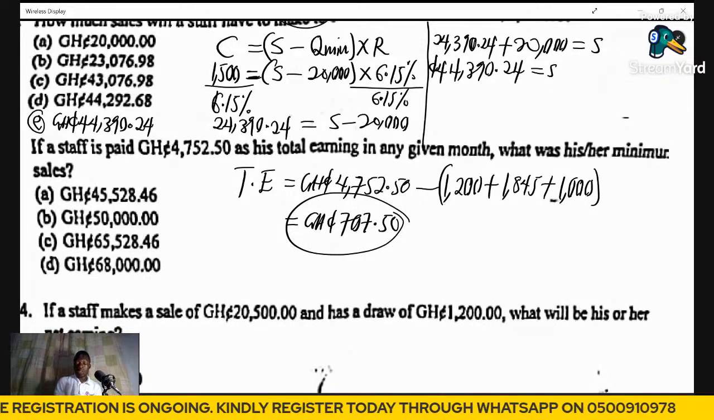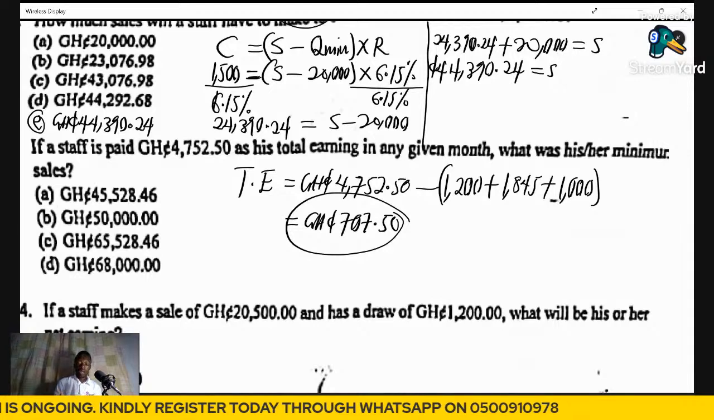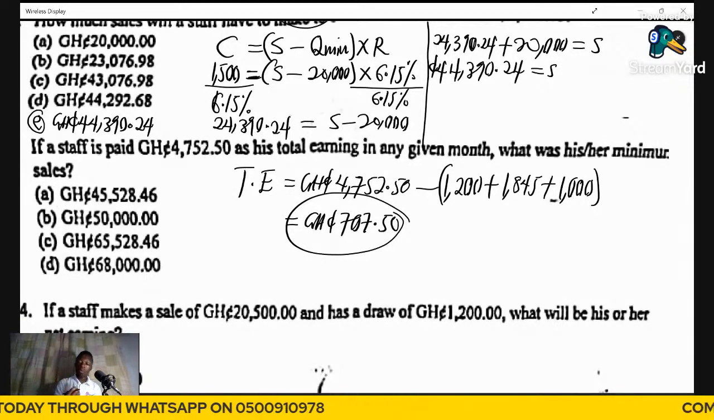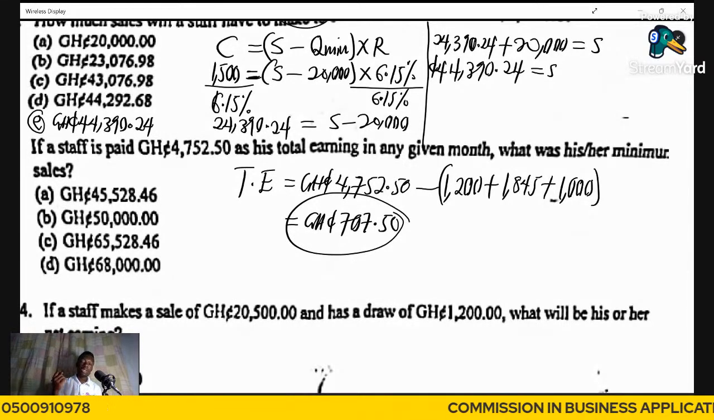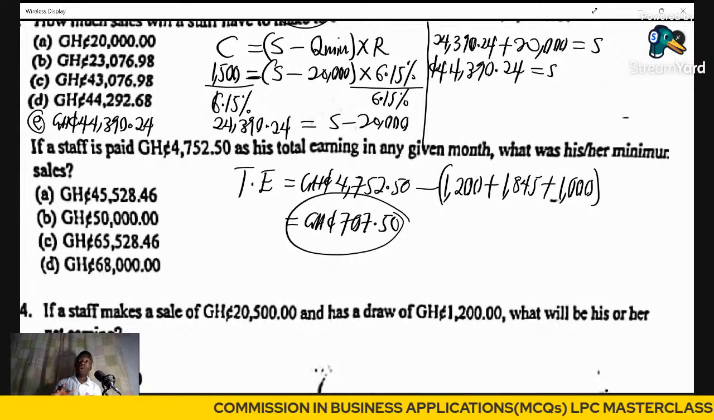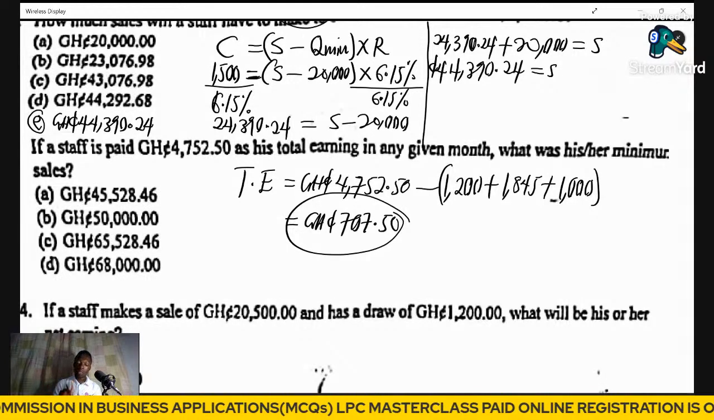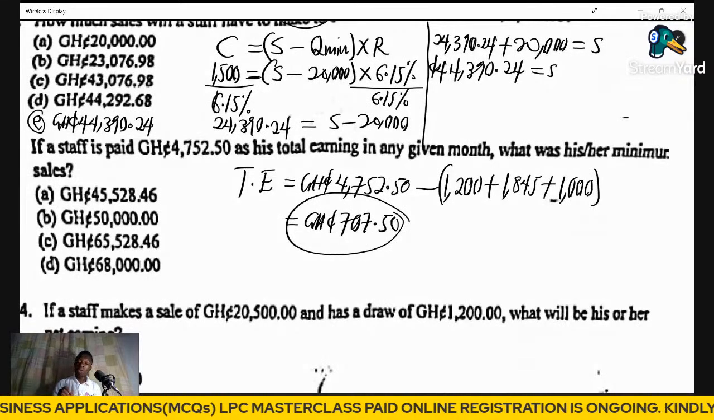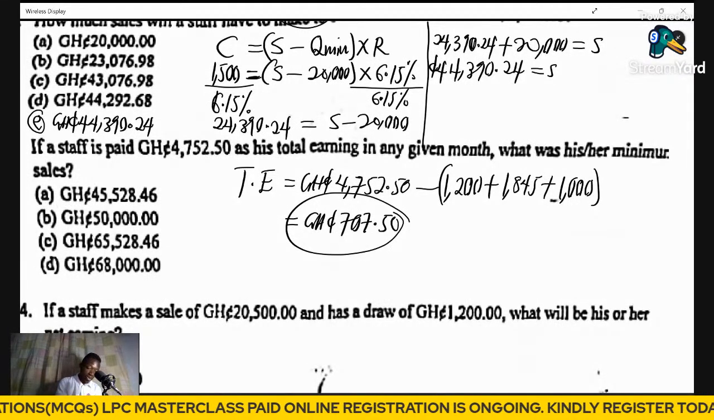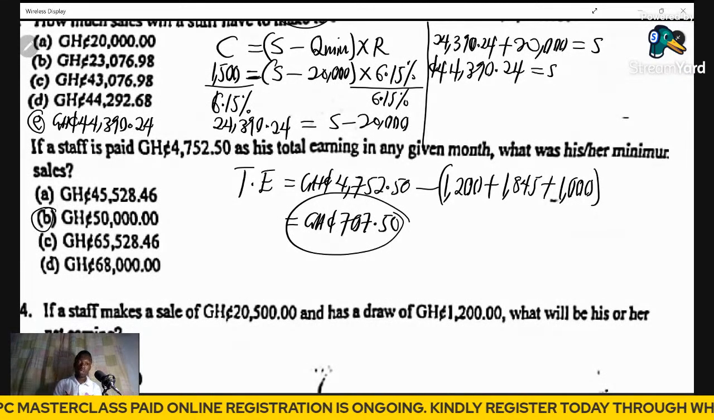But all I want to draw attention to is understanding the minimum sales. The minimum sales is going to be the sales that should be greater than what? The 50,000. Let me put it this way: it should be equal to or greater than the 50,000. So in this particular case, we will say that this staff will have a minimum sale of 50,000. That should be the minimum sale for this staff.